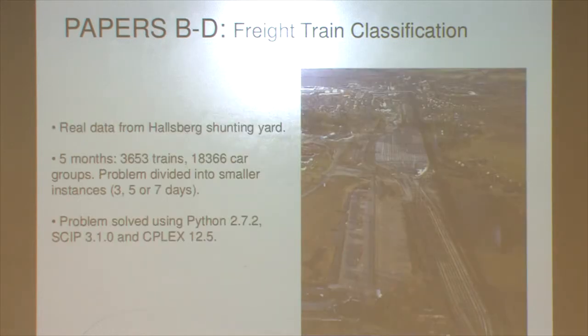And we have done a number of different mathematical models for this, and we try it on real data from Hallsberg, which is the largest shunting yard in Sweden. We have data from 5 months, and we solve the problem using Python for the pre-processing, and then SCIP and CPLEX for optimization.